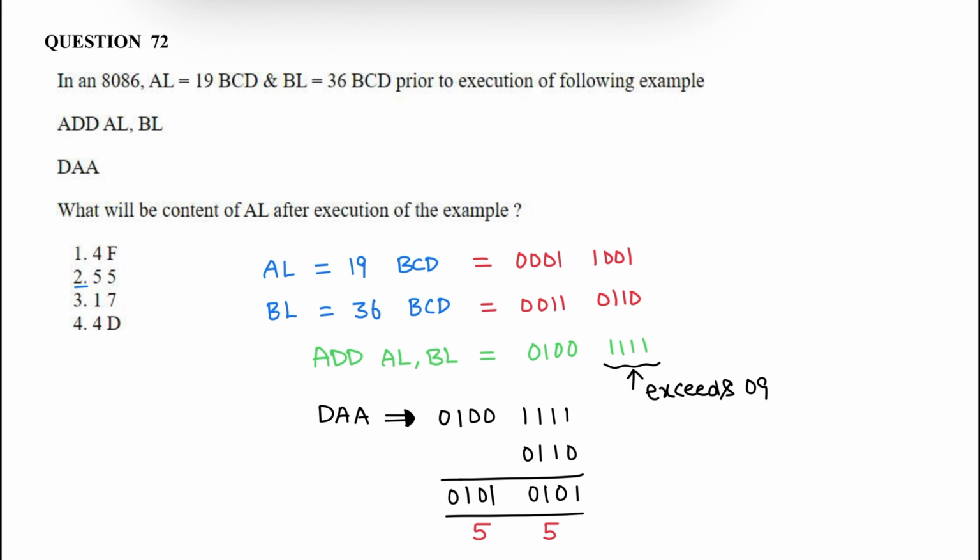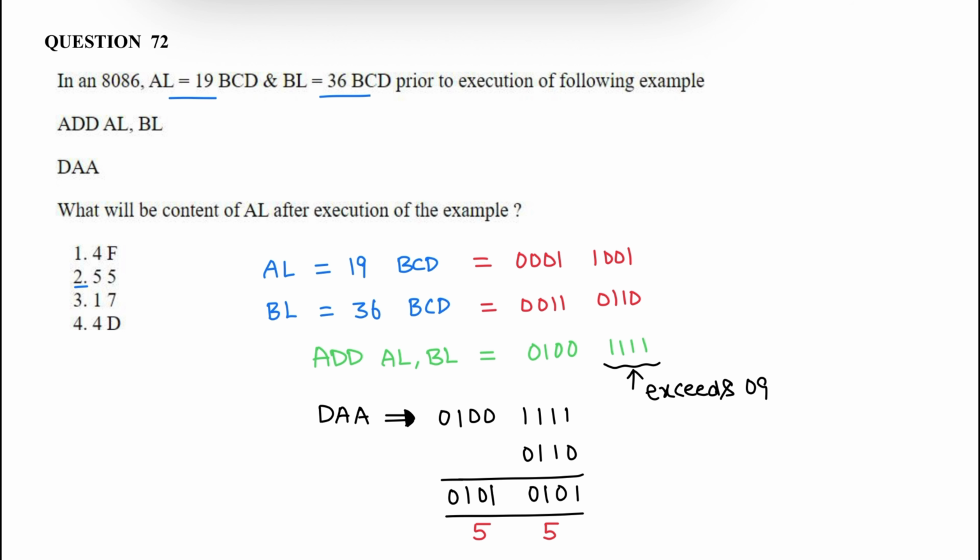Question number 72. In 8086, AL is 19 in BCD and BL is 36 in BCD prior to execution of the following example. The program's first line is ADD AL, BL and then DAA. What will be the content of AL after the execution? Here AL is 19 BCD. So in BCD, 19 can be represented as 0001 1001, and 36 in BCD is, for 3, 0011, for 6, 0110.